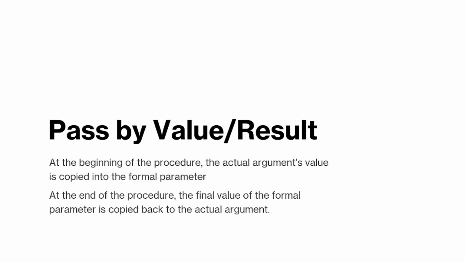Now we have pass by value/result. This combines two passes. What this does is it makes a copy of the actual parameter, and if there's some change made to that copy, it will return that result. So at the beginning of the procedure, the actual argument's value is copied into the formal parameter. At the end of the procedure, the final value of the formal parameter is copied back to the actual argument. So just like pass by reference, the actual parameter is again changed.